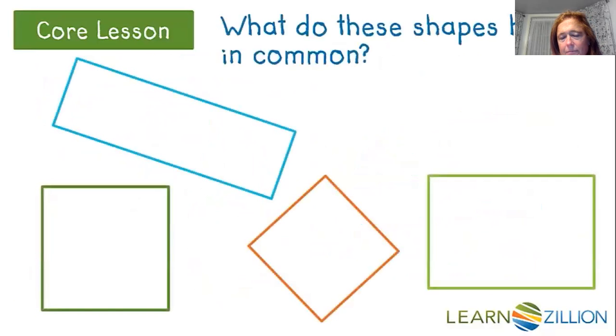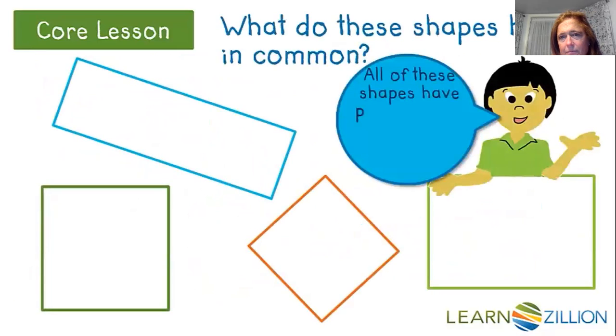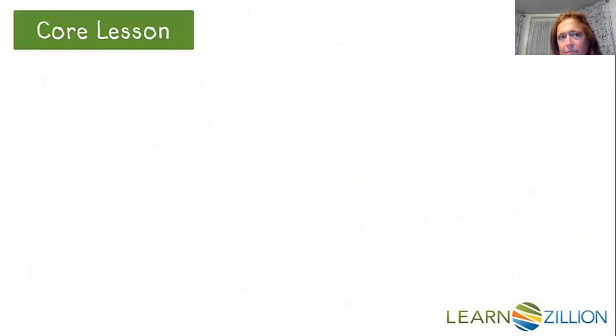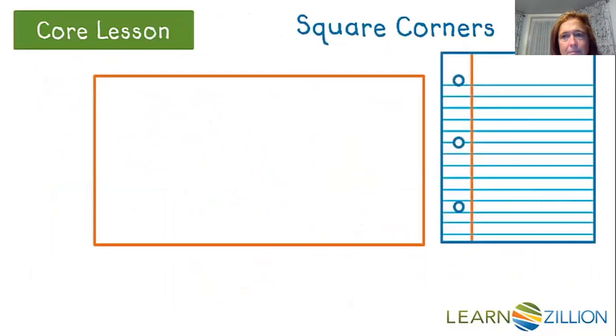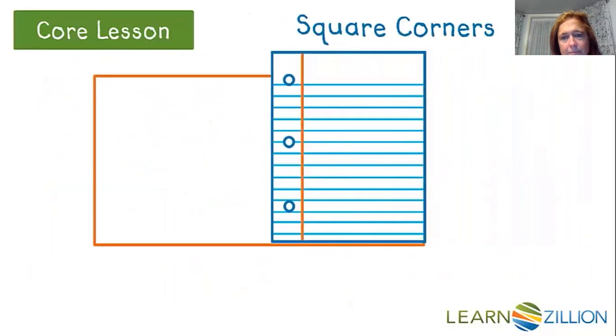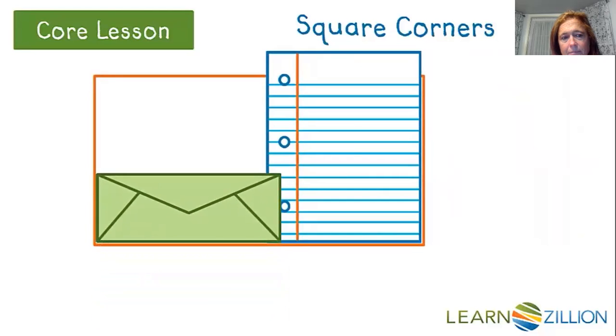Take a look at these shapes. What do all of these shapes have in common? We already know that all of these shapes have parallel sides, but all of these shapes also have square corners as an attribute. That means I can put an envelope or a sheet of paper inside of each corner and it will fit perfectly. Let me show you what I mean. Take a look at this rectangle. I can get a sheet of paper or an envelope and place it in the inside of a corner and it will fit perfectly.